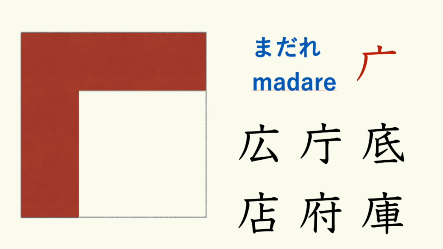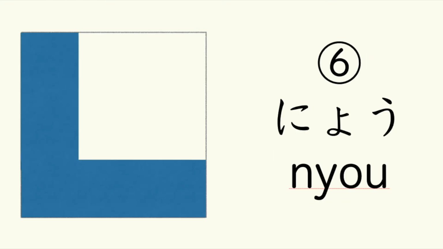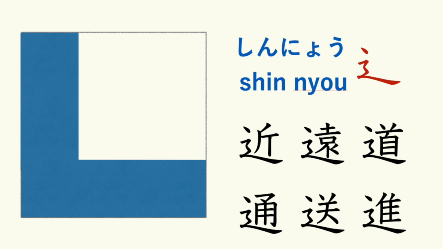Tare, which is the top part and then the left part. And the example is madare. Okay. Madare means the rooftop. So it has something to do with buildings. So there are shop, large, Hiroshima's hiro. They are the bottom.